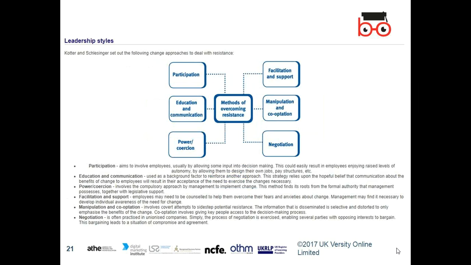Okay, next, leadership style. When you implement change, we need a good leadership style. A participative leadership style, and we really need education and communication. On power, we need to look at it carefully, not as a sort of punishment. We need facilitation and support, patience, cooperation and negotiation. Of course, education and communication need to be developed in our organization, and that will help to implement change. Any question?